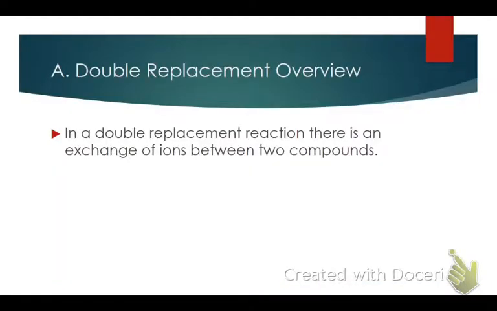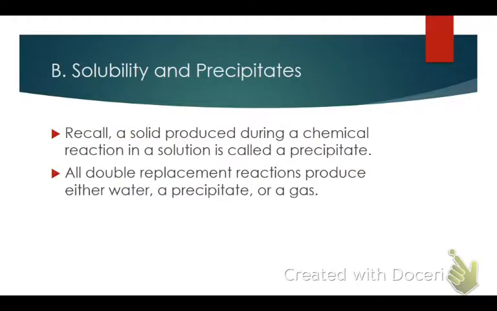In a double replacement reaction, the one key characteristic is that we now have two compounds that we're working with, versus a single compound and a single element. And so we have a few more things to toss in terms of charges and what's combining with what.